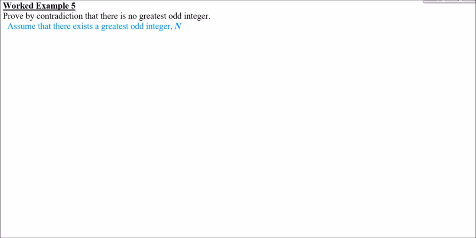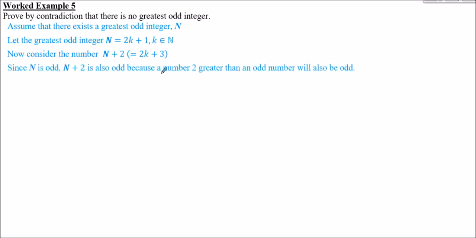So, because N is odd, let's define the greatest odd integer in existence to be N equals 2k plus 1, where k is some natural number. Now, if we consider the number N plus 2, that would be 2k plus 3. And again, there are a few ways of clearly demonstrating that's going to be odd. If you wanted to, you could factorise out the 2, then write it as plus 1. Or you could just write it out with words.